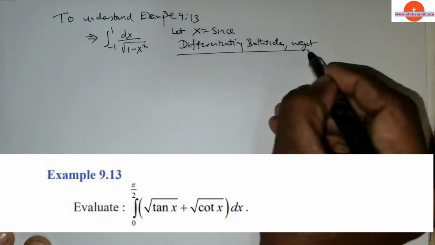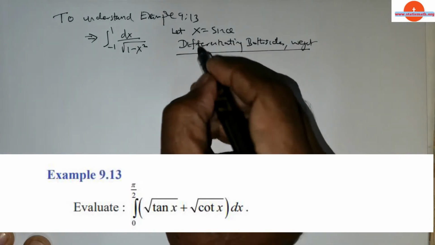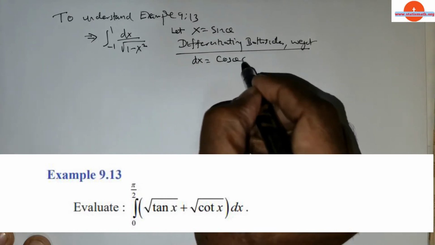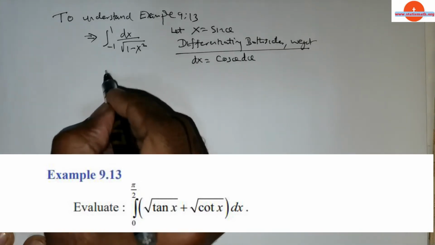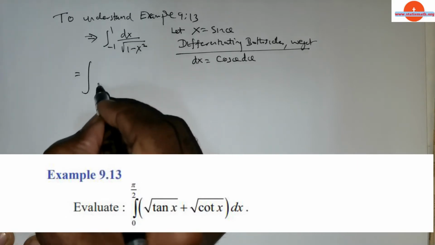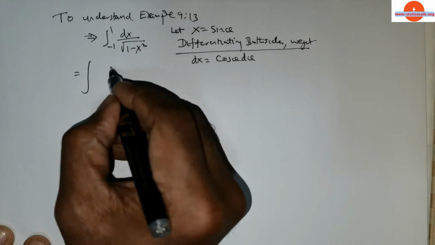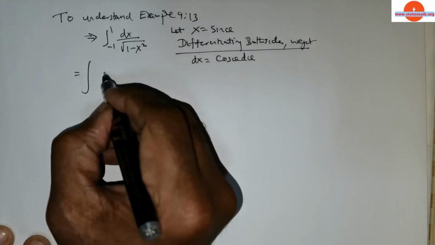It's always better to write these statements down. Differential of x would give me dx. Differential of sine theta would give me cos theta d theta. So the integral is going to be, I'm not going to be changing the limits over here. I will do it at the end.